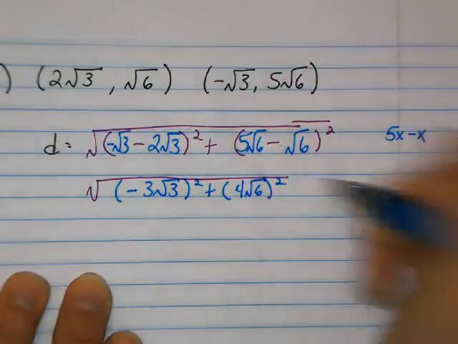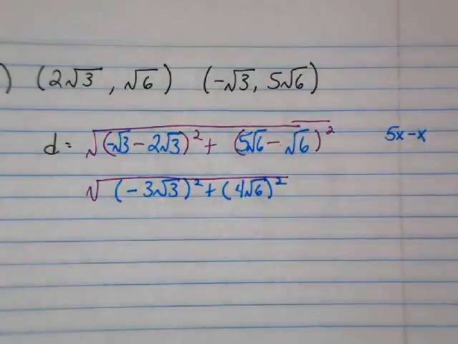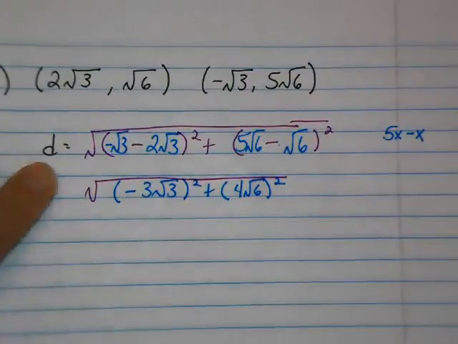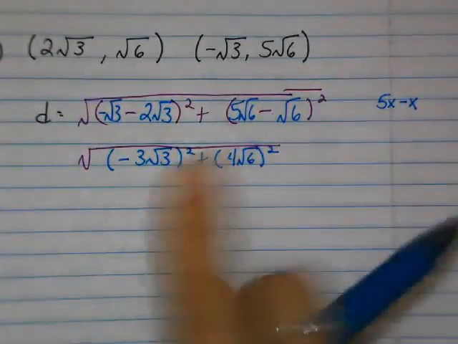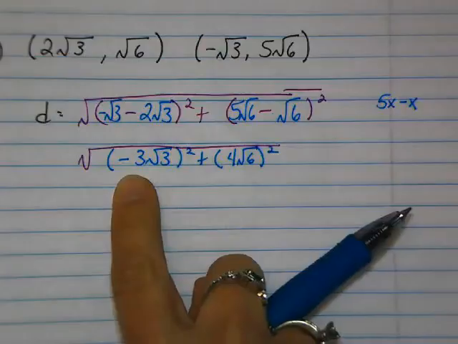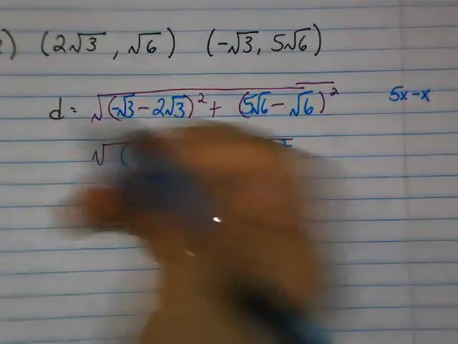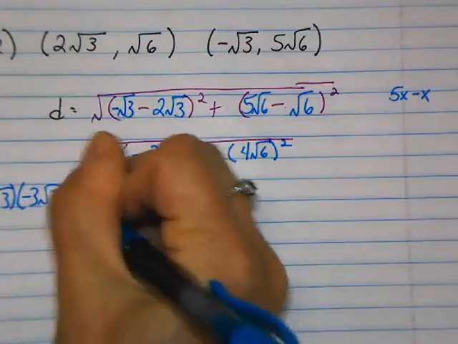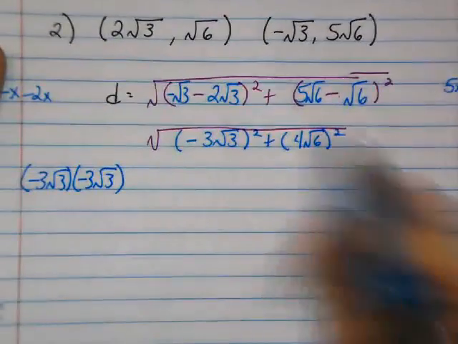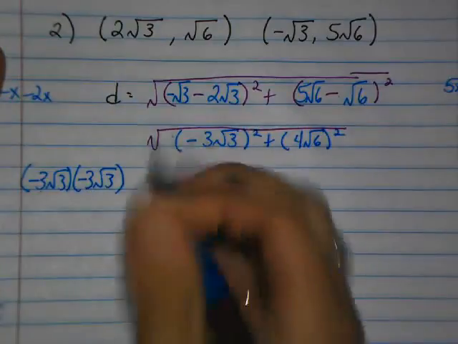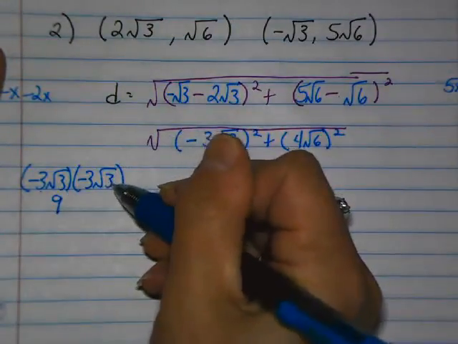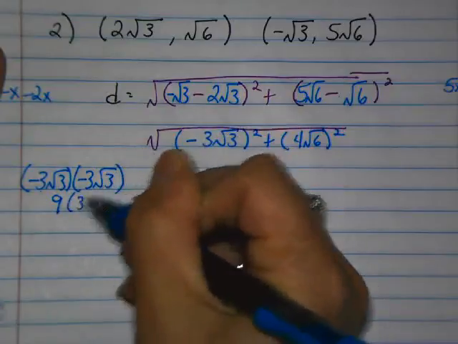Now, you can either rely on your calculator for this, or you can go ahead and do the math. I'm going to do the math. So I do negative 3 square roots of 3 times negative 3 square roots of 3. Do you agree that negative 3 times negative 3 is 9, and the square root of 3 times the square root of 3 is 3? So that gives me 27.